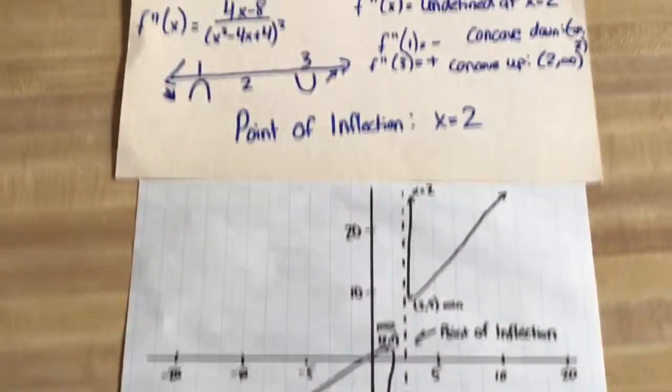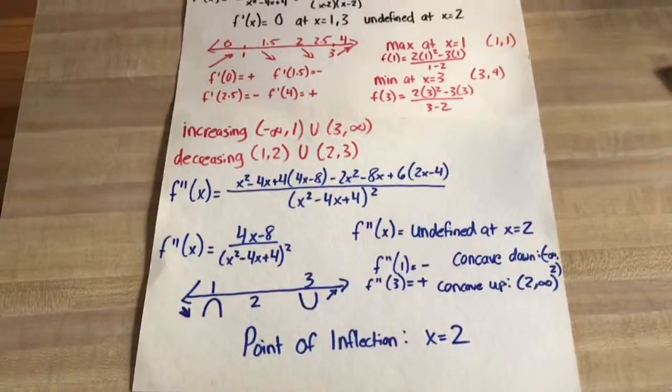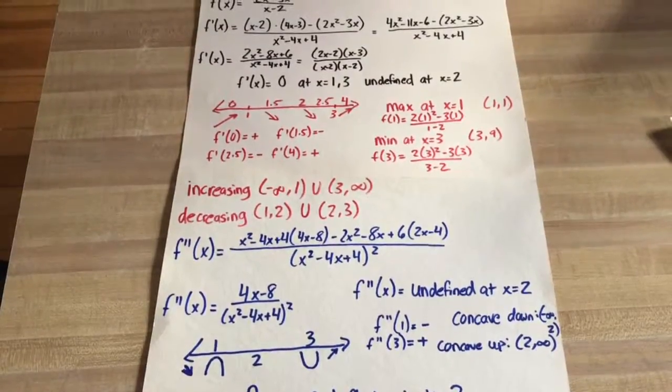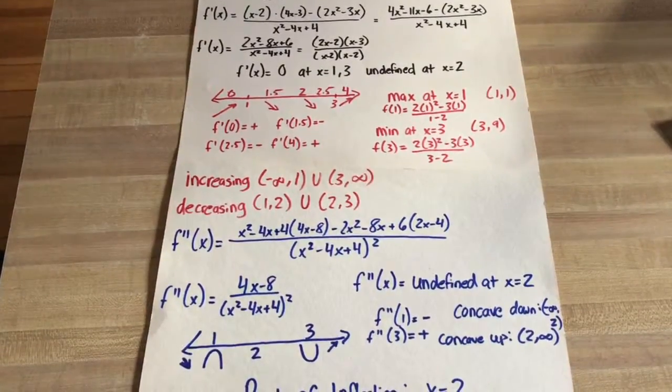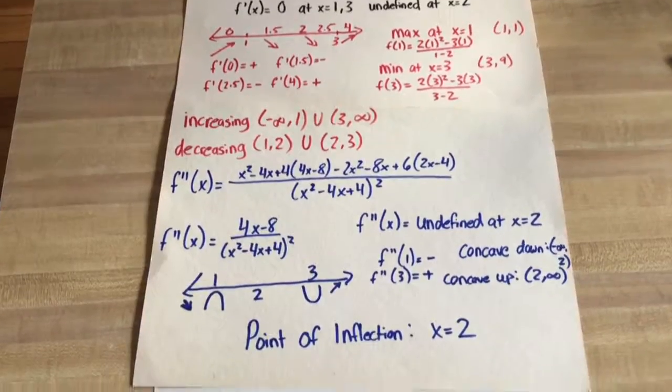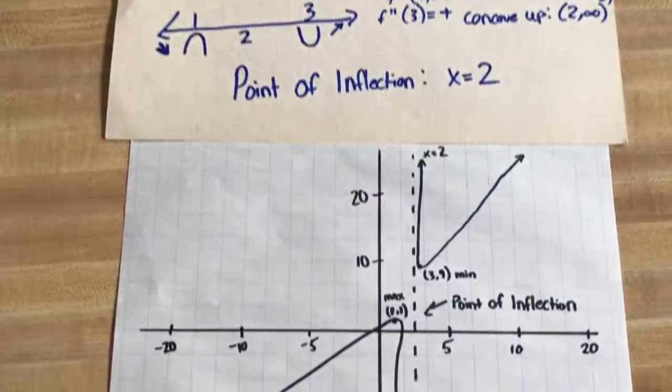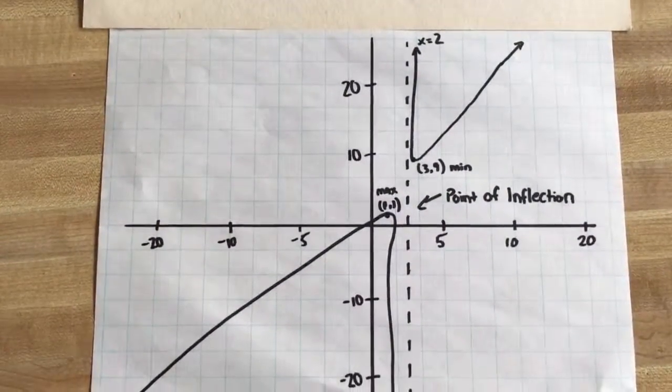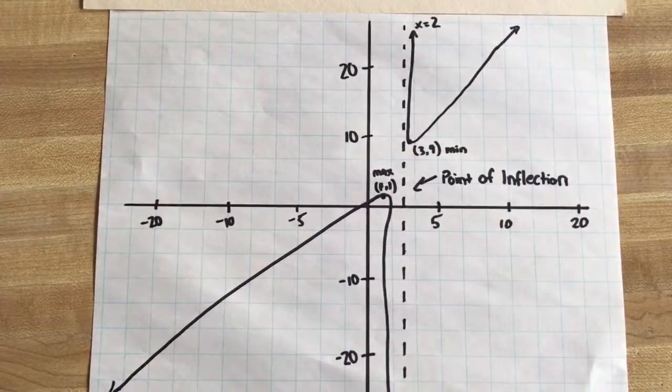We were able to determine the concavity based on our second derivative chart, which is how we got the curves correct in our graph. It is concave down from negative infinity to 2, and concave up from 2 to infinity.